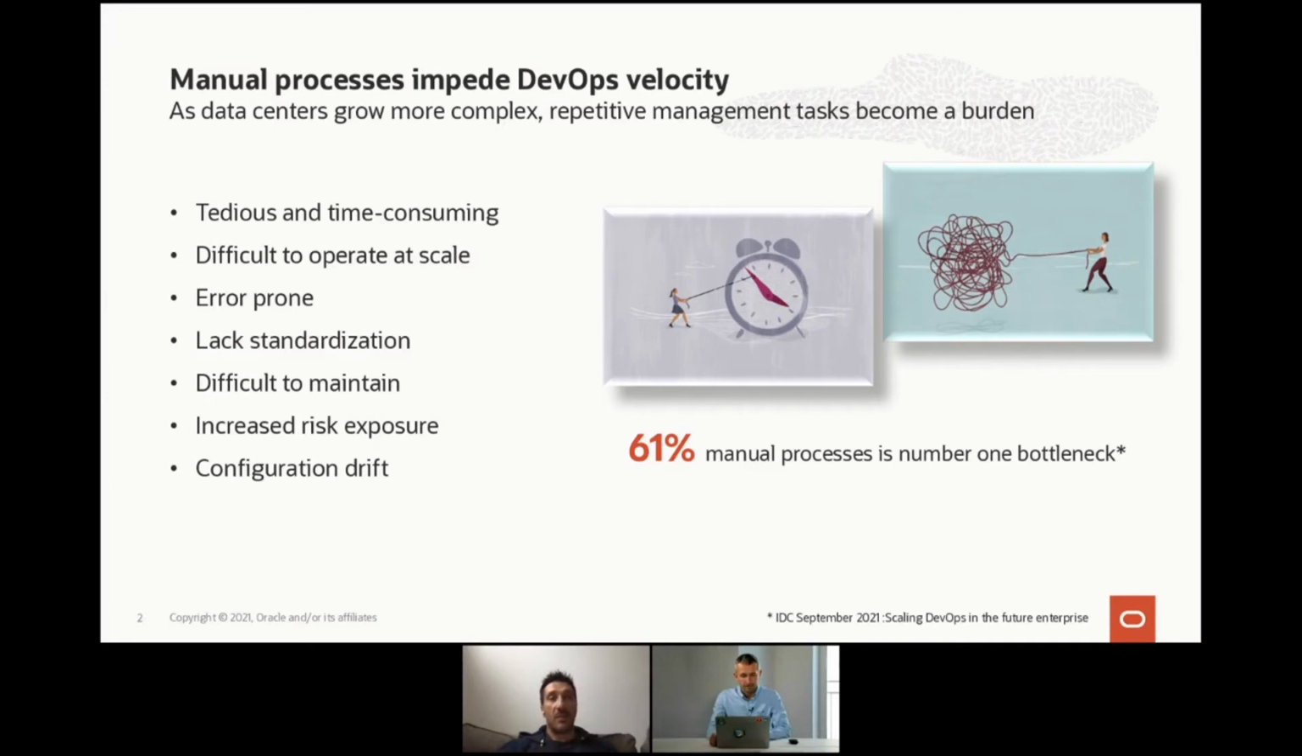And obviously the result could always be a possible drift within your systems, right? Because while applying changes with manual scripts, it could happen that maybe the script had been edited from time to time, and so maybe the result is not always the same on all my systems. And this kind of thing means that you could introduce a configuration drift, or you could have systems that do not respect the standard or the company standard that had been defined. And by a study conducted by IDC in September 2021, we can also see that 61% of manual processes is number one bottleneck, right?